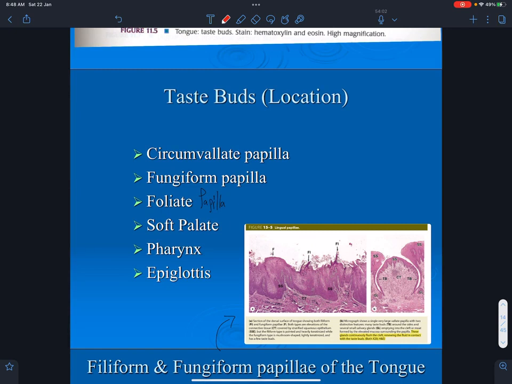Now, I don't want to go into more detail about the histological features of each papillae other than the circumvallate, because we're going to know more about the others in the OSPE. But for now, we should know one absolutely for the circumvallate, for the mid-exams and the finals too.